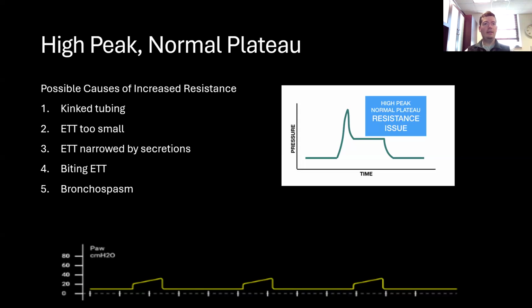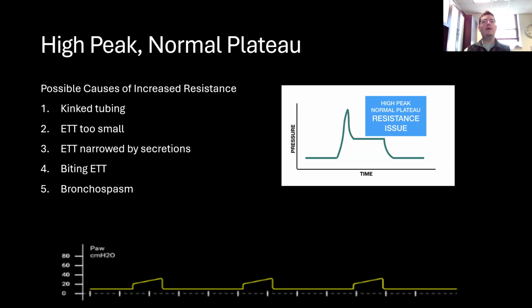If the tubing is okay, your problem then may be with the endotracheal tube or with the patient. So check the size of your endotracheal tube. This is a significant factor in airway resistance. If you have a patient intubated with a small ET tube, this could easily be your source, and you could consider exchanging for a larger diameter tube. If your tube size is adequate, you could still have secretions which are narrowing the diameter, or potentially the patient is biting the tube. Both of these effectively reduce the diameter and increase resistance.